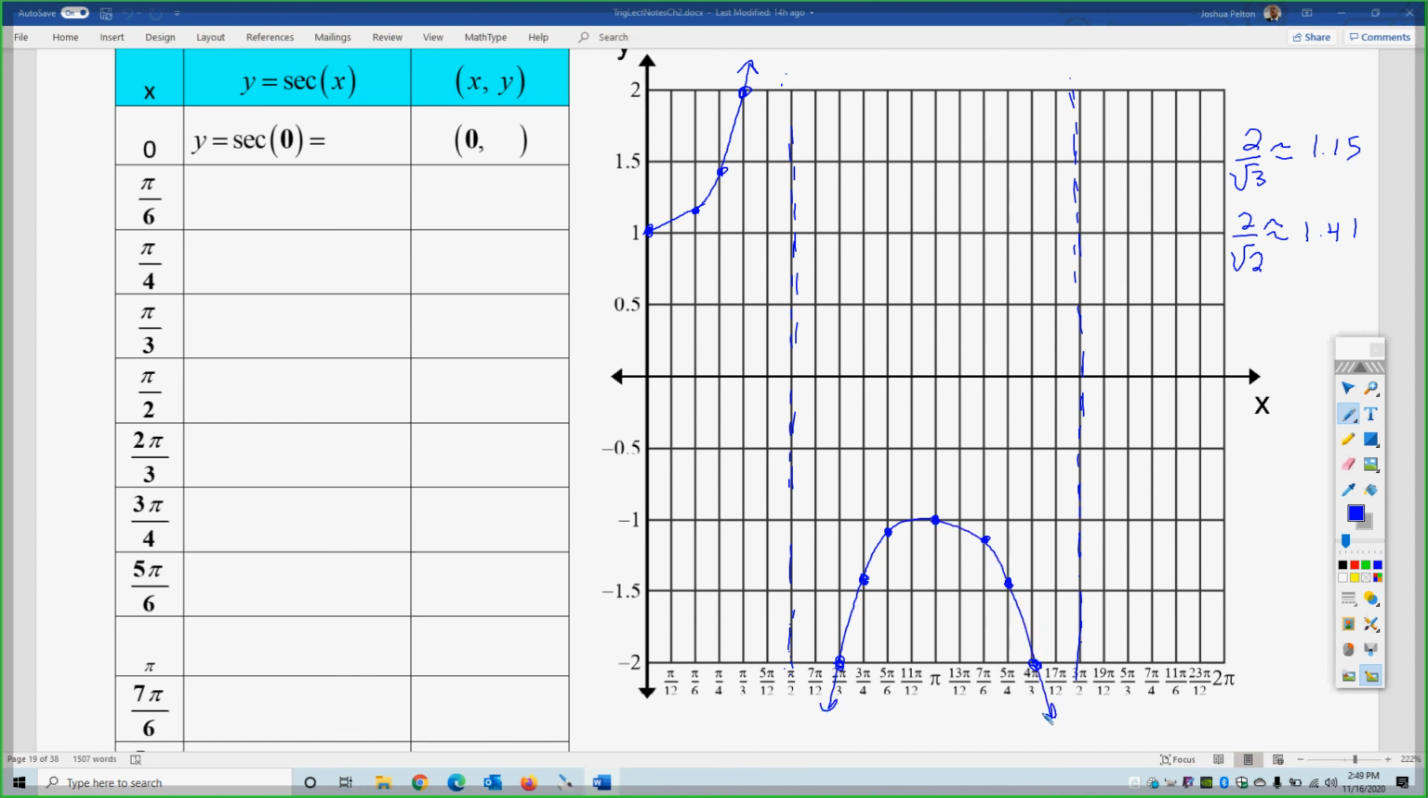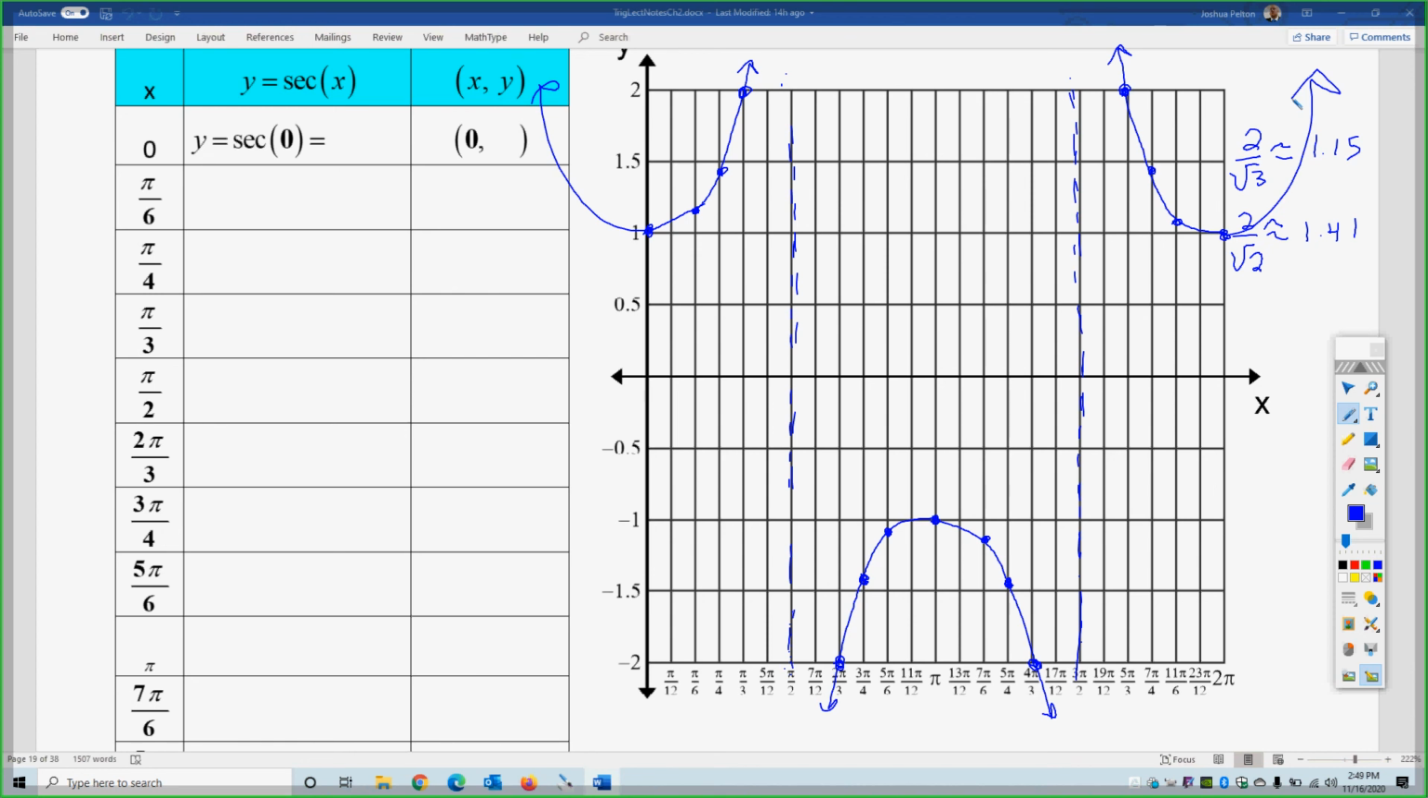Okay, and the last quadrant, at 5 pi over 3, we're at positive 2. At 7 pi over 4, we're at 2 over root 2. At 11 pi over 6, we're at 2 over root 3. And at 2 pi, we are at 1. Okay, and of course these cycles repeat each other, if we wanted to keep going. But that's fine. We don't need to do this much detail.